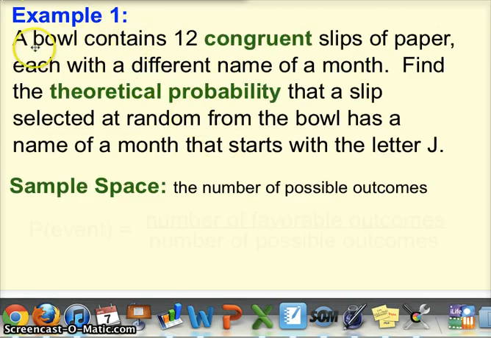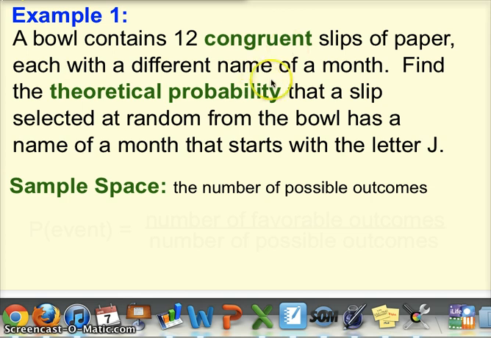In the first example, a bowl contains 12 congruent slips of paper, each with a different name of a month. Find the theoretical probability that a slip selected at random from the bowl has a name of a month that starts with the letter J.